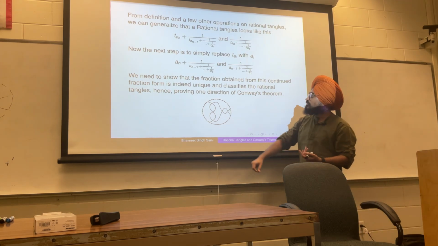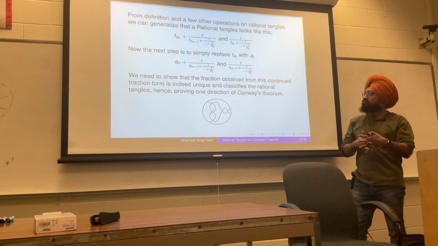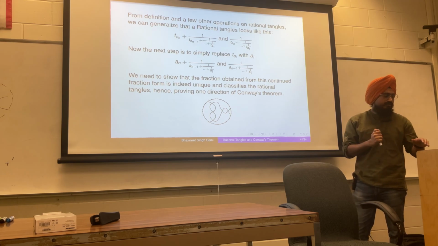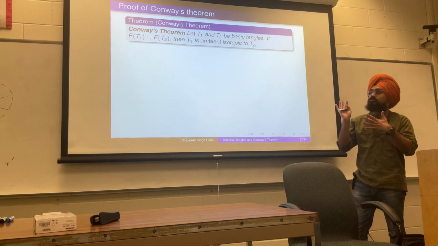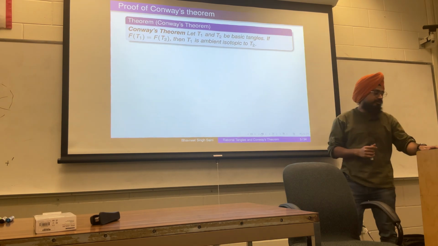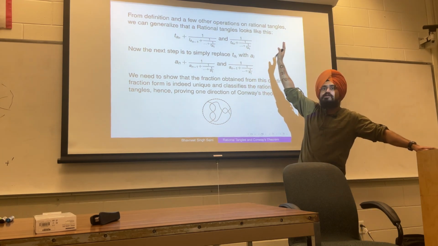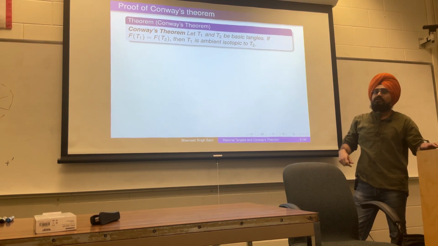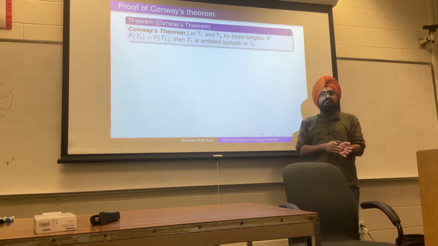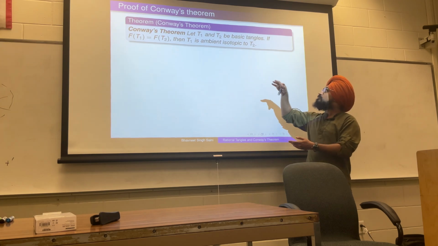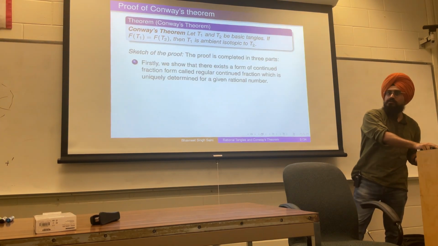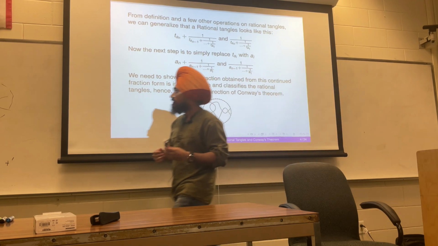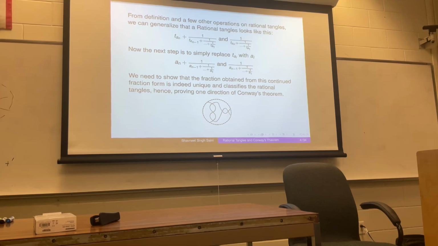Now we need to show that this fraction that is obtained from the continued fraction form is indeed unique for each tangle, each ambient isotopic tangle. So to do that, we proved one direction of Conway's theorem. Basic tangles are nothing but these. Every rational tangle can be represented as basic tangles. We did that the last time. And then we have Conway's theorem that tells us that if T1 and T2 are basic tangles, and if the associated fraction for T1 and T2 is equal, then T1 is ambient isotopic to T2. They are in the same equivalence class. Can you remind me again what basic tangles are? Basic tangles are just a convention of how we want to generate the tangle. So we start with the horizontal integer tangle. The recursive definition. Yeah, the recursive definition. Is that okay? Yeah. Okay.